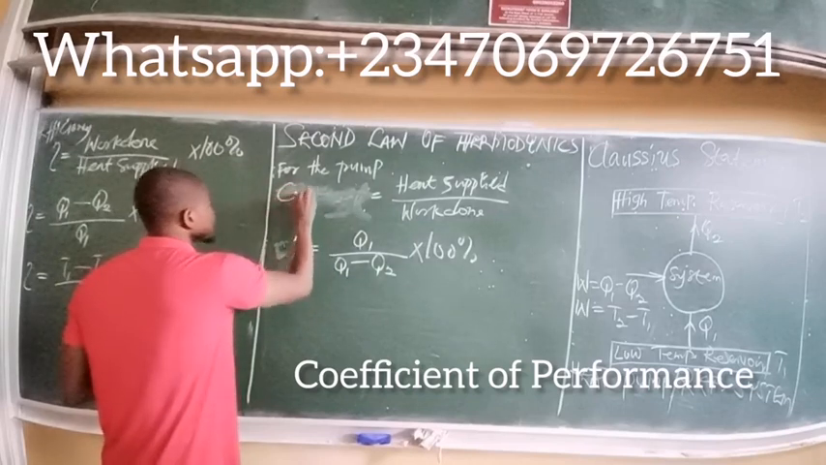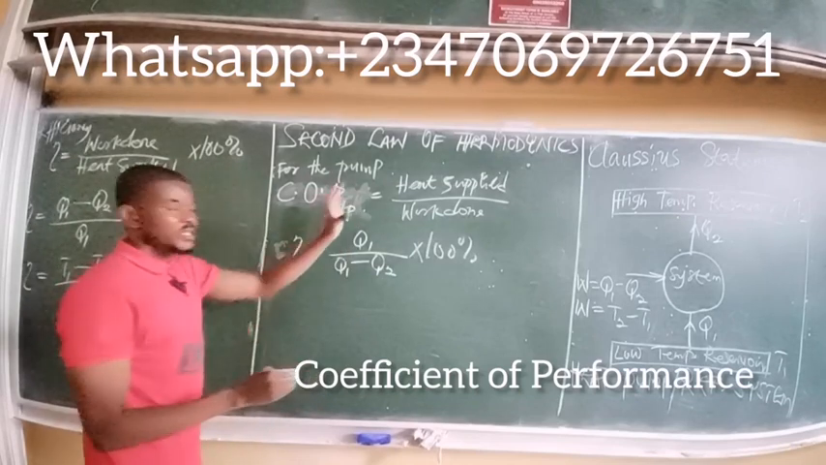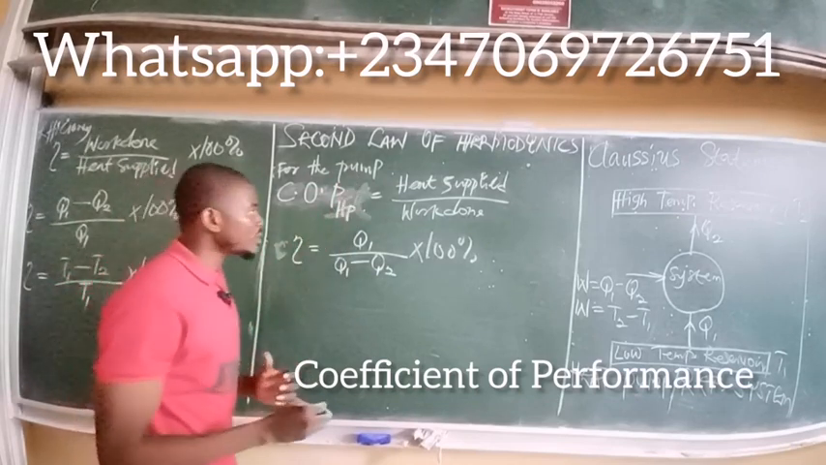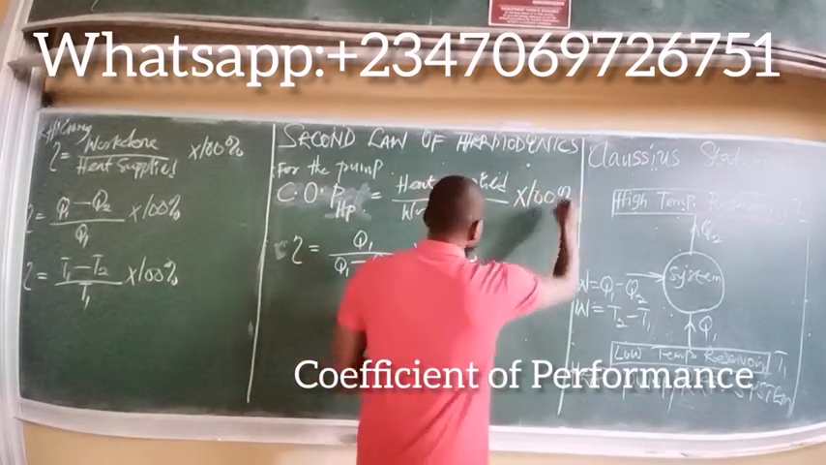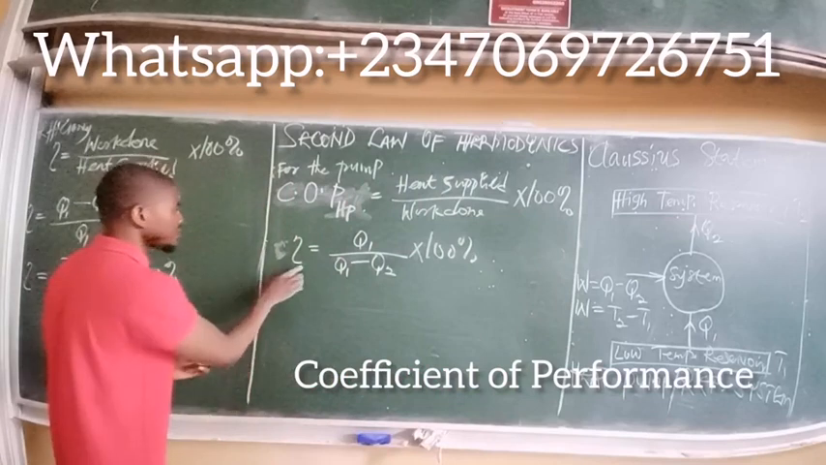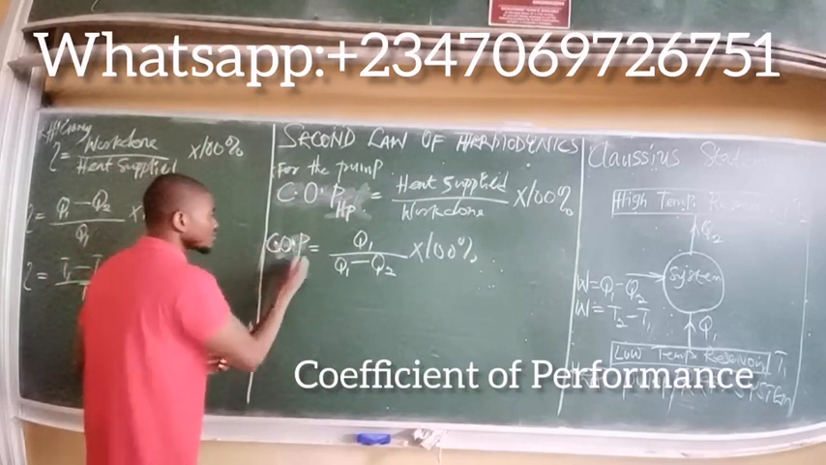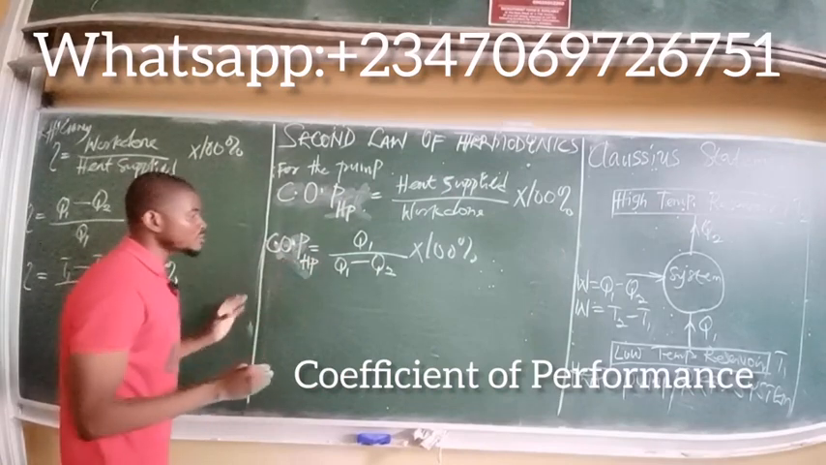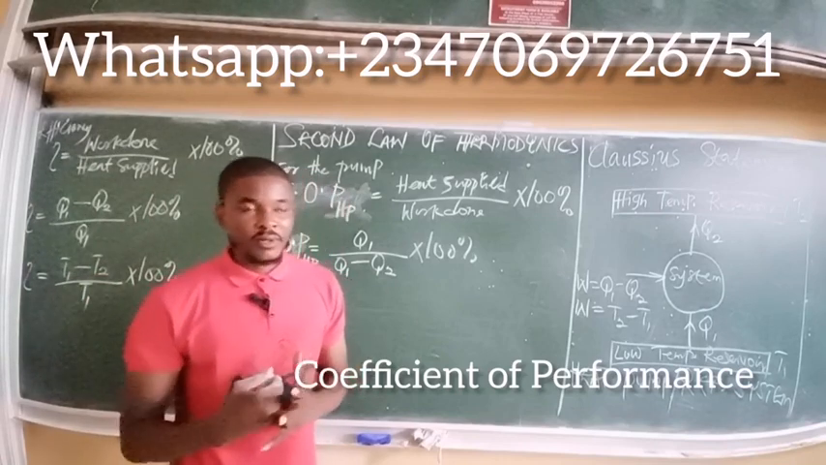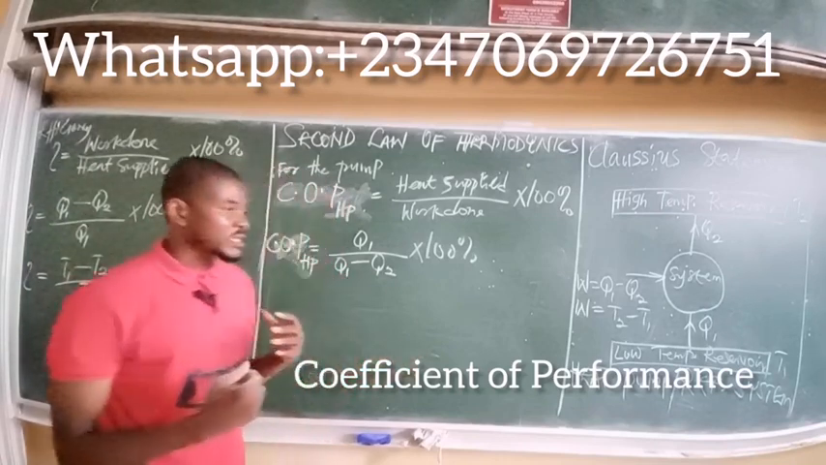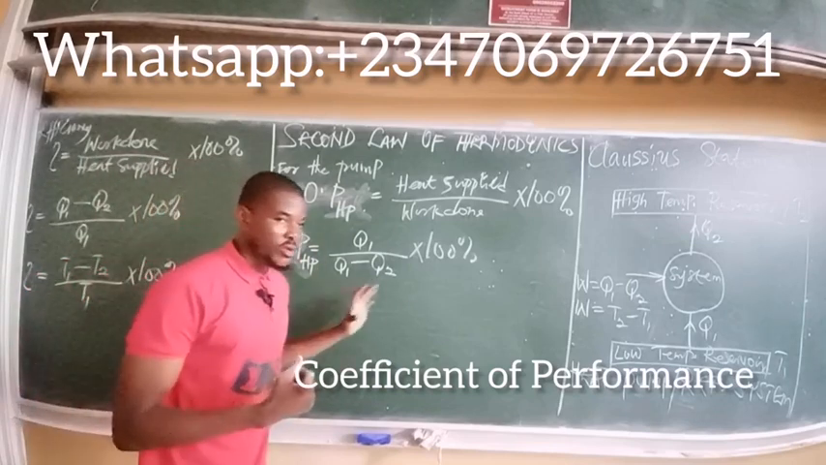So the coefficient of performance for a heat pump is simply given as the heat supplied over the work done, multiplied by 100%. Same thing applies here: instead of efficiency, it is called coefficient of performance for a heat pump. This is the formula for the coefficient of performance for a heat pump. Basically, the principle of the refrigeration system also works in this manner.